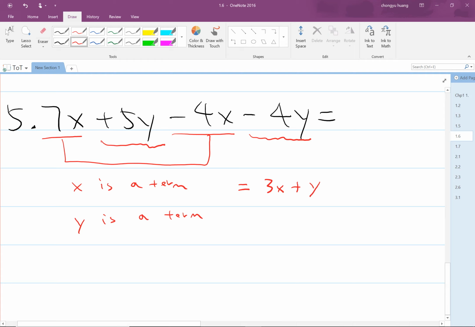So you don't want to add in the wrong term, right? Because here you have two terms, x is a term and y is another term, right? So you want to do them separately. So 7x minus 4x, which is 3x, right? And then we have plus 5y minus 4y, which is positive y. So therefore, the answer is 3x plus y, right?